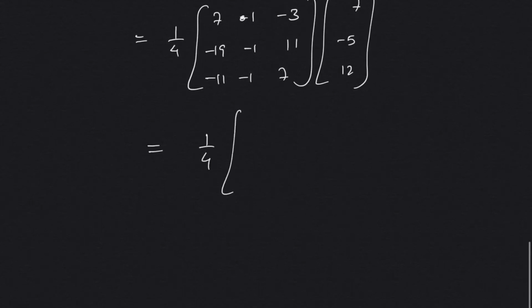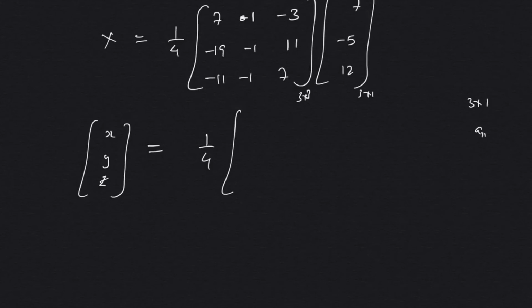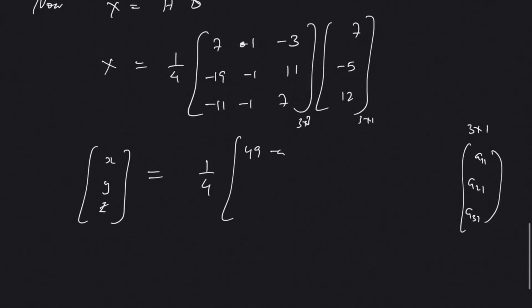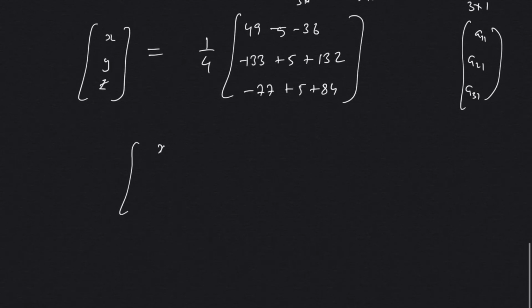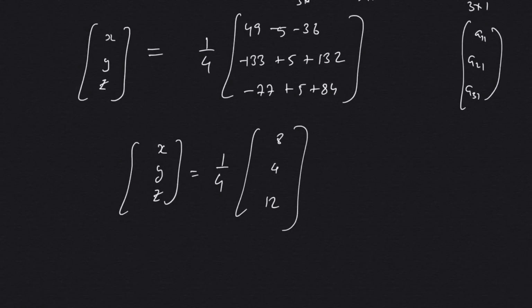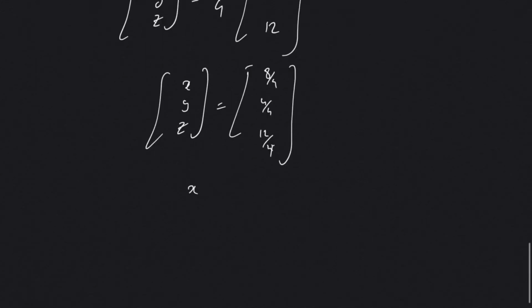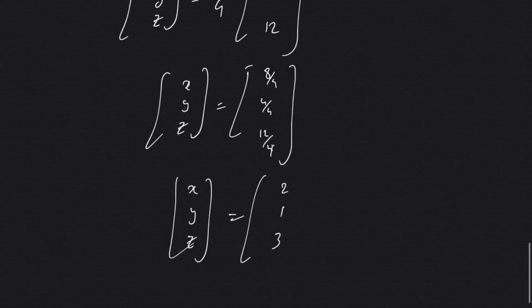So 1 by 4, our matrix X of course will be X, Y, Z. So this is a 3 by 3 into a 3 by 1, so we will have a 3 by 1 matrix. So let us proceed. So that will be 7 sevens, 49, minus 5, minus 36, minus 1, 33, plus 5, plus 1, 32, minus 77, plus 5, plus 84. So X, Y, Z will be equal to 1 by 4 of 8, 4, 12. So our matrix X, Y, Z will be equal to 8 by 4, 4 by 4, 12 by 4. So X, Y, Z will be equal to 2, 1, 3.